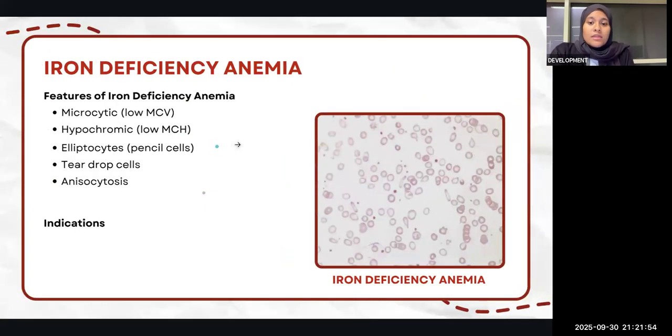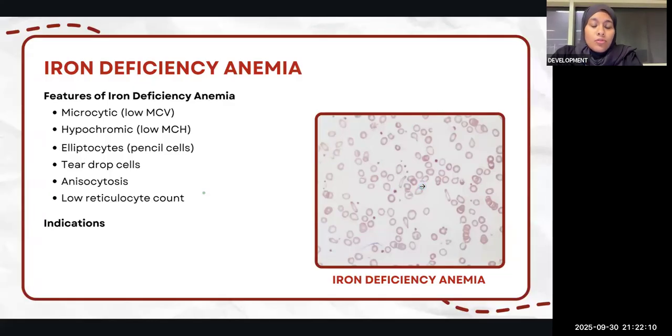You can also see anisocytosis. Anisocytosis basically means that there's a difference in sizes between all of the cells. Usually RBCs are similar in size. So here you see anisocytosis and low reticulocyte count. The indication is iron deficiency, from the name.